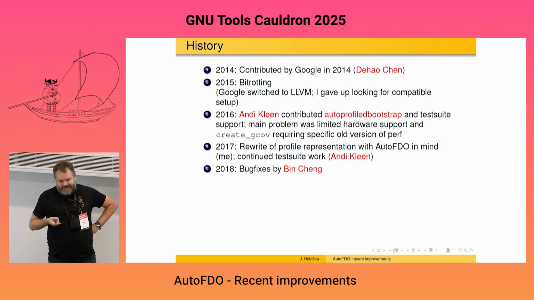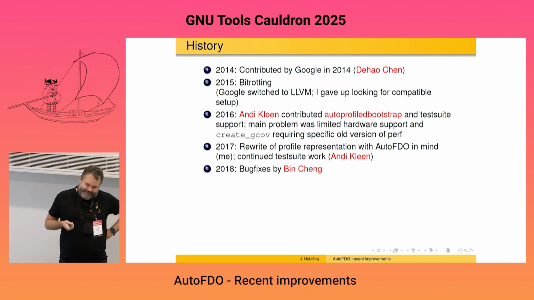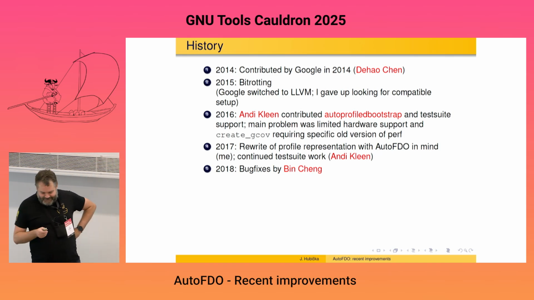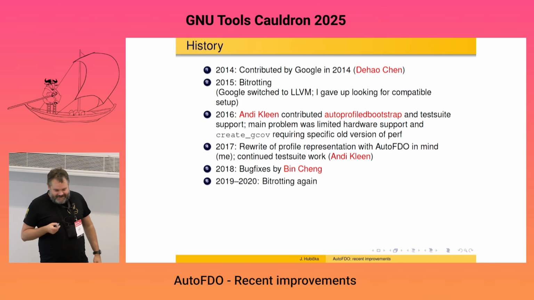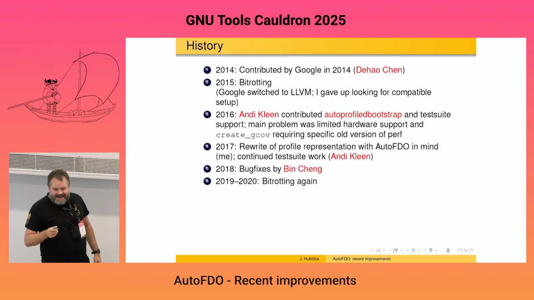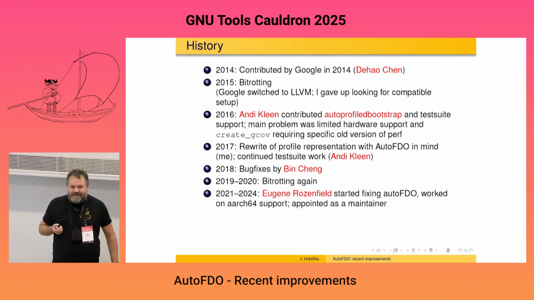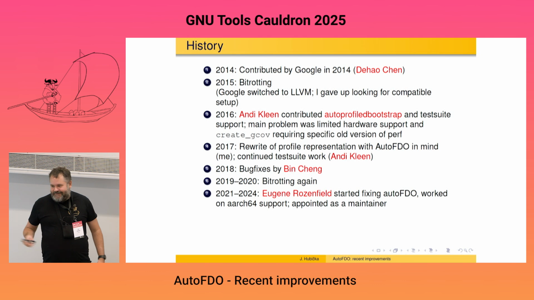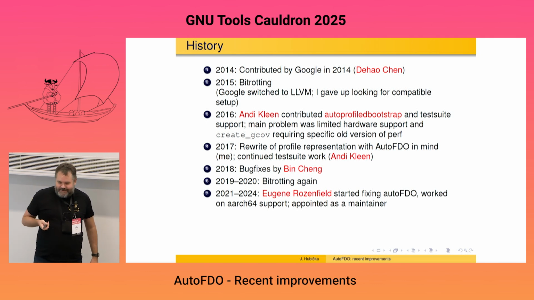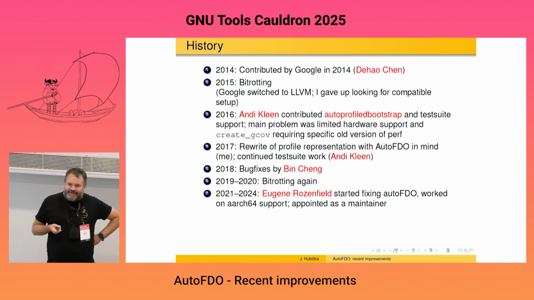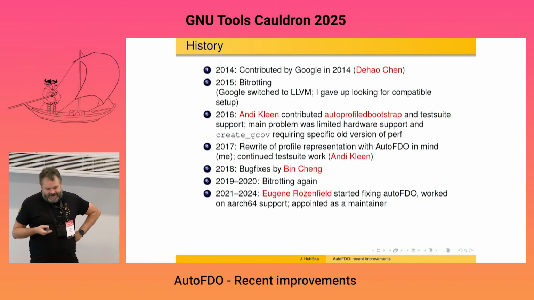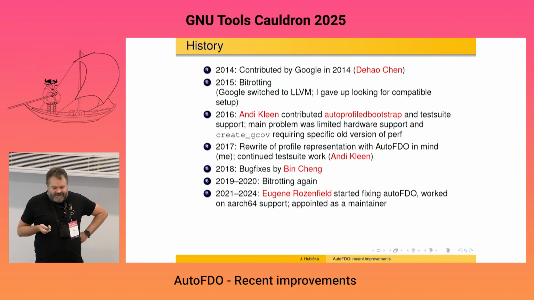So in 2018, Bin Cheng appeared, and he started to do some bug fixes. He was working for Alibaba, so I thought that maybe he will get AutoFDO working, but then he stopped working on it, so bit rotting happened again. And then Eugene Rozenfeld from Microsoft came, and he started to fix AutoFDO, which made me happy. And I think the steering committee was also happy because he was appointed as a maintainer of AutoFDO. So after like 7 years, the code started to be maintained.